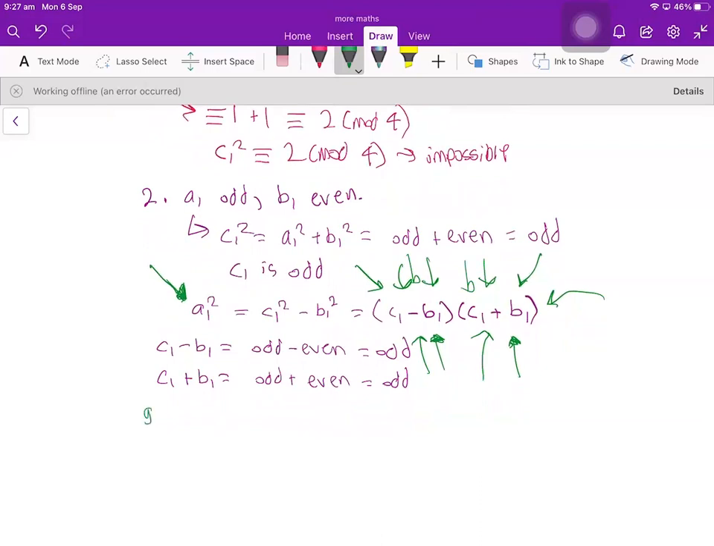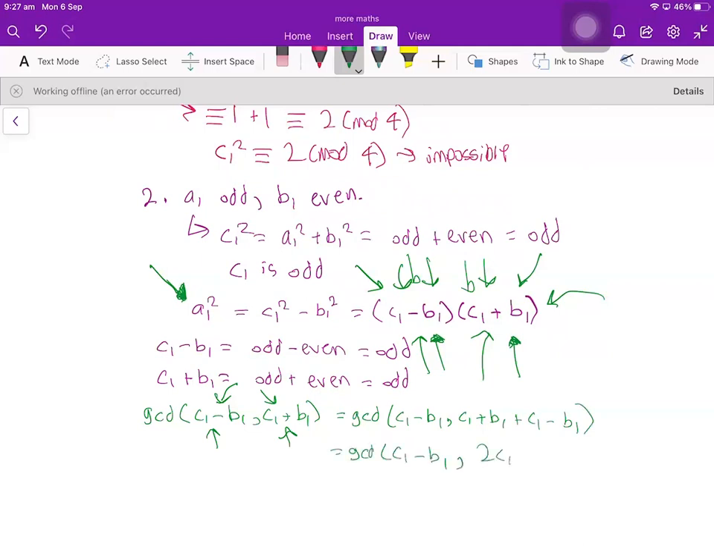So now we'll prove that the GCD of C1 minus B1 and C1 plus B1 is equal to 1. And to do this, what I'll first do is add this number to this number. So this follows the Euclidean algorithm method. You can add any multiple of this number to this number. So we have this thing, and this is equal to the GCD of C1 minus B1 and 2C1.